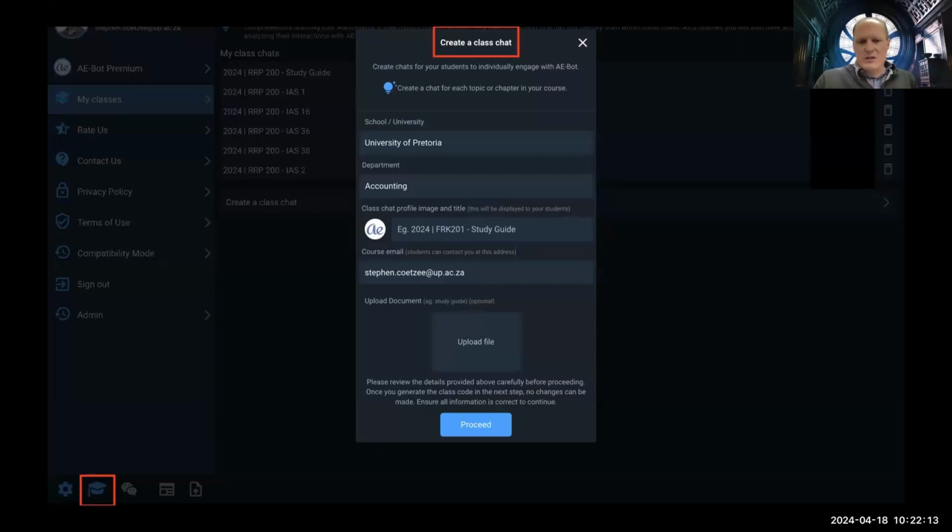If you've written notes in the form of a chapter or something, you can upload it here, and then your student will be able to engage with that document and ask questions about it if they don't understand.